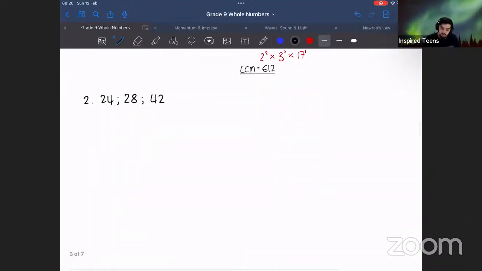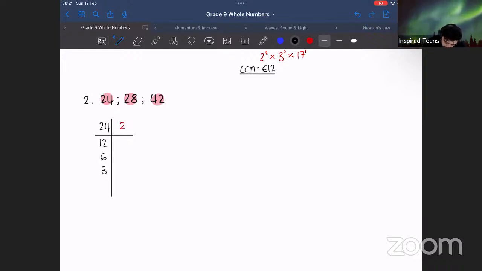Let's look at the next set. We have 3 numbers. We have 24, we have 28, and we have 42. So again, first step, prime factorization of each. Okay, so 24, I'm going to start off and I'm going to divide it by 2. When I divide it by 2, I get 12, 6, 3. I can divide it by 2 one more time, and that's the last time. I need to divide this by 3, and I'm left with 1. Divide by 2, 6, divide by 2, 3, divide by 3, 1, and we're done. And we're going to do 28.